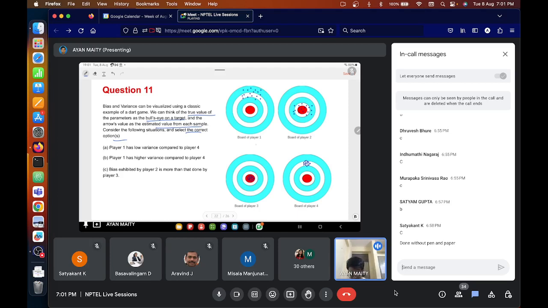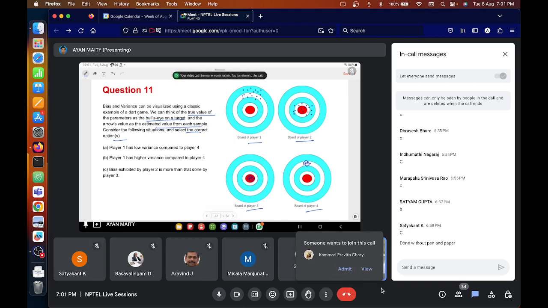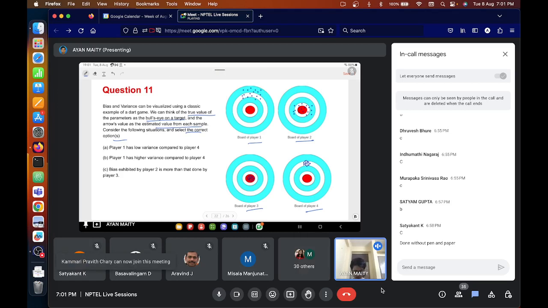So this is player 1, this is player 2, this is player 3, this is player 4. The blue dots in each of these boards show the predictions. In machine learning terms, they are the predictions, and the red circle is the actual target value. From these four dart boards you have to find out which player has higher variance and which has lower variance. Three options are given here.